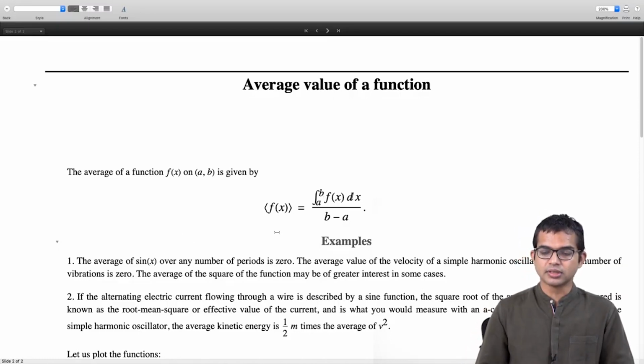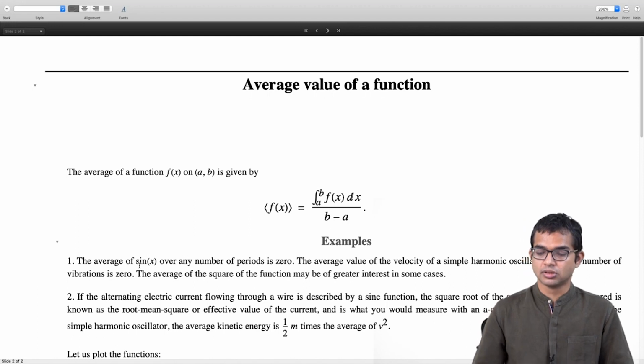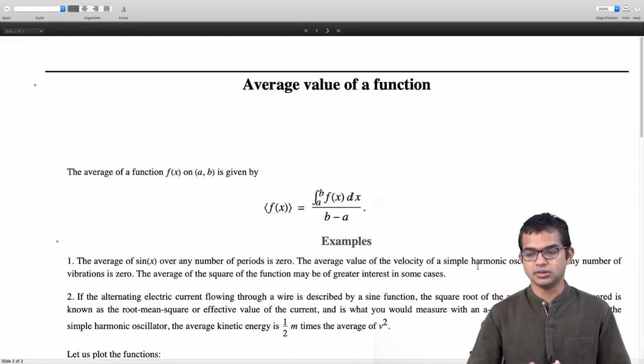Now, the average of a function appears in many contexts, right? So let's look at a few examples. The average of sine of x over any number of periods is going to be 0, as long as you take a full period. If you take an average over half a period, then it's not going to be 0. So the average value of the velocity of a simple harmonic oscillator over any number of vibrations is 0, because averaging over a sinusoidal function is going to give you 0.